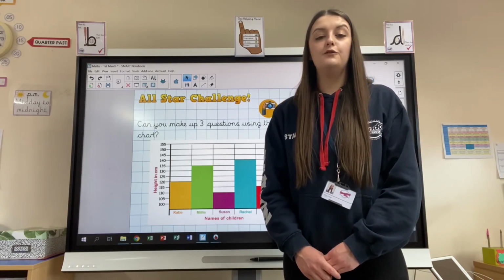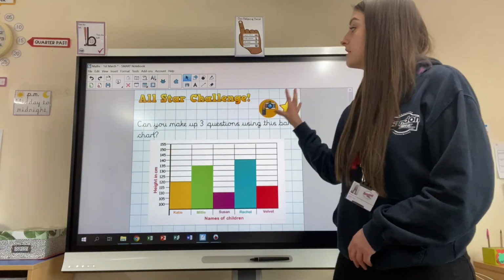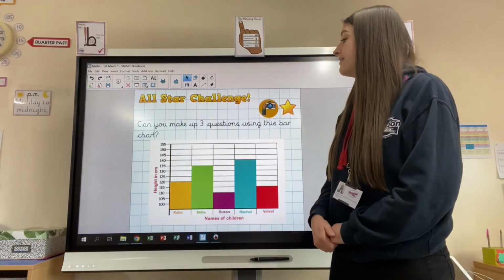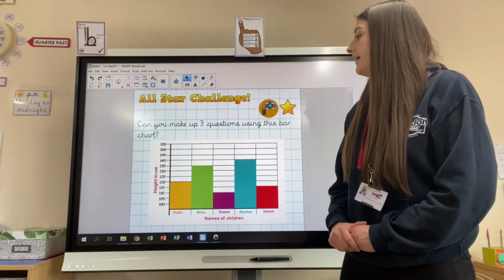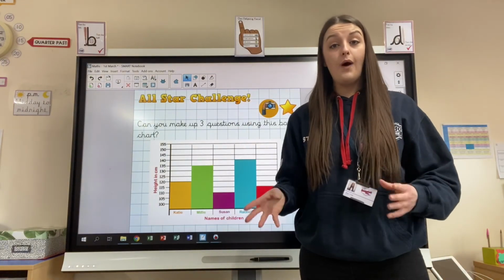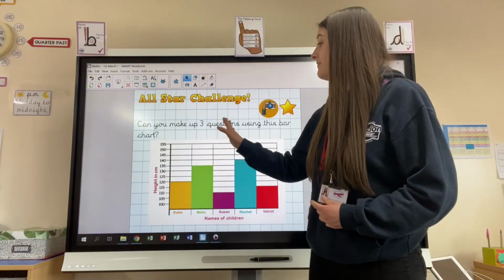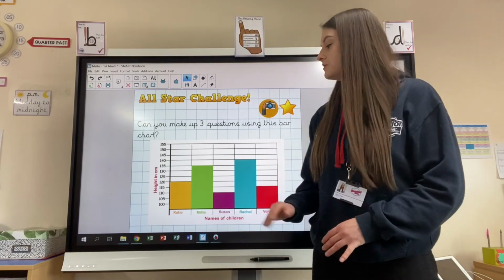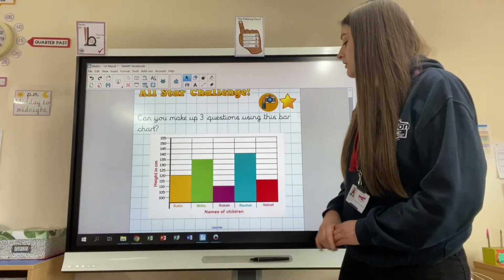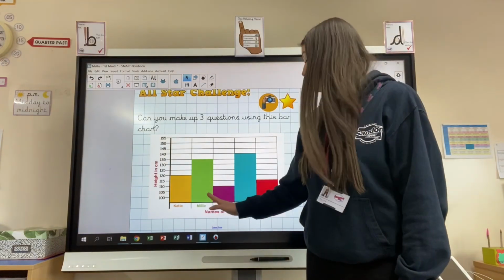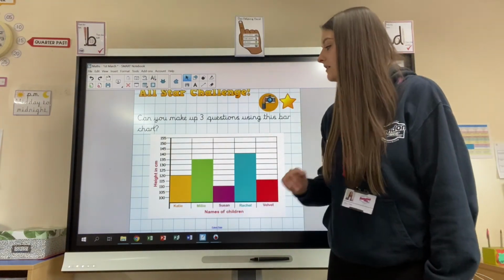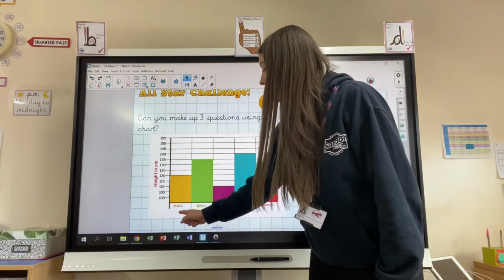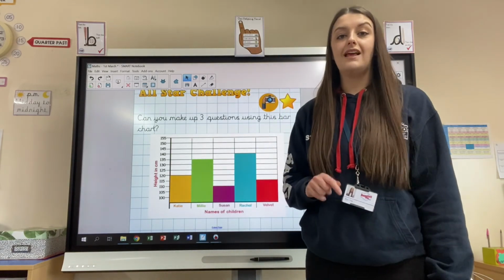But if you're wanting another challenge, don't fear, I've got my all-star challenge. Now remember, this is just an extra challenge that we can do if you're wanting to do some more maths. So I've got another bar chart here, and I want to know if you can make up, so you can write these on your whiteboard or in your purple book, can you make up 3 questions using this bar chart that we could ask someone else? So if I'm looking at this bar chart, I've got names of children here. So I've got Katie, Millie, Susan, Rachel and Velvet. And I've got how tall they are in centimetres, okay? And using the bar chart, I can see Katie is 120 centimetres tall.